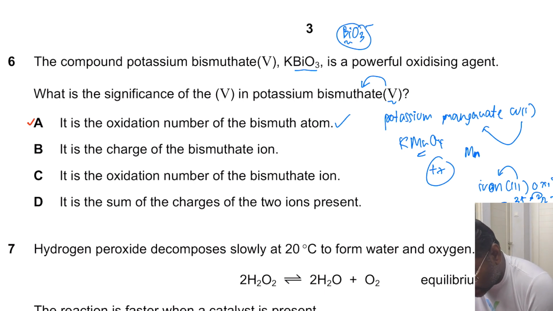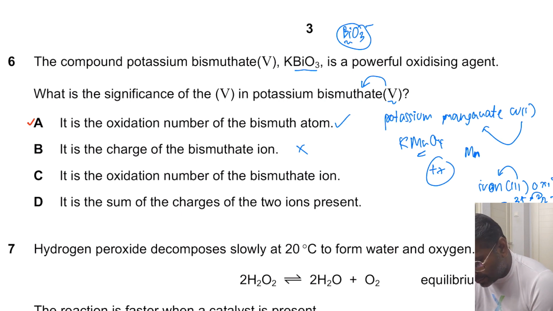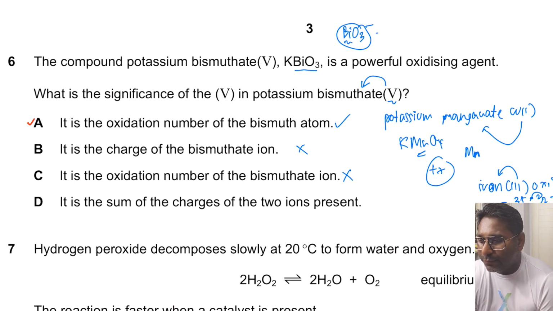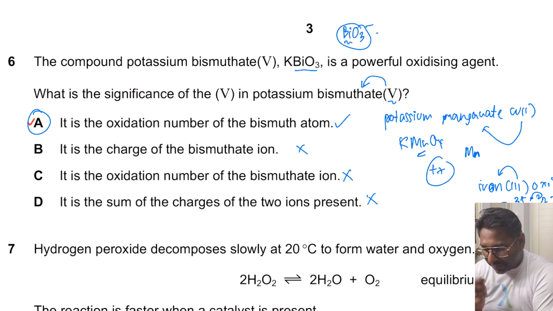Okay, therefore this is wrong. The oxidation number of bismutate ion is also -1. So no. Okay, we just follow over there. It's a sum of charges of 2 ions present. The 2 ions sum of charges is 0. Yeah, +1 and -1, 0. So no. Yeah, the 5 is just telling us the oxidation number of bismuth atom. So which is this one.